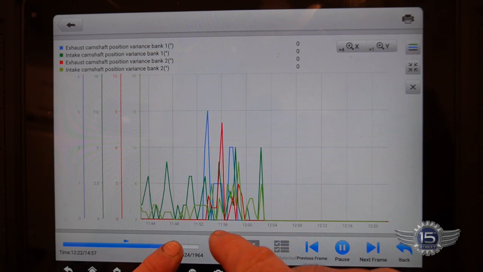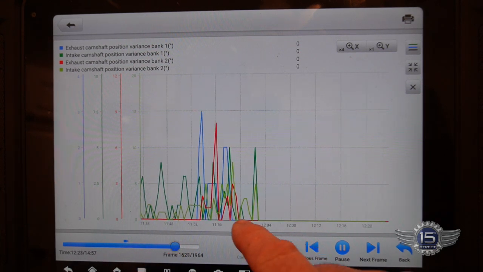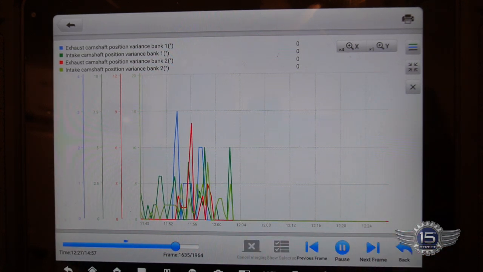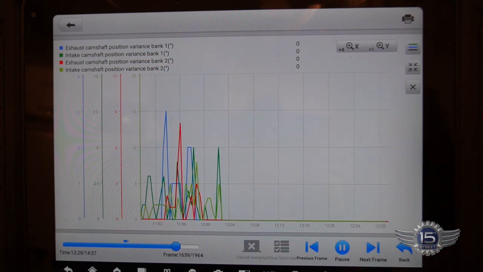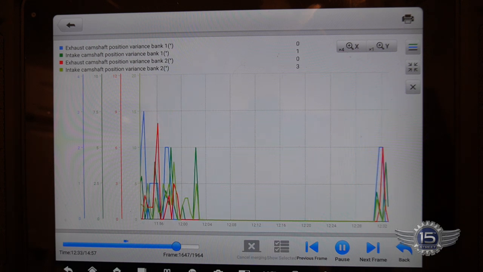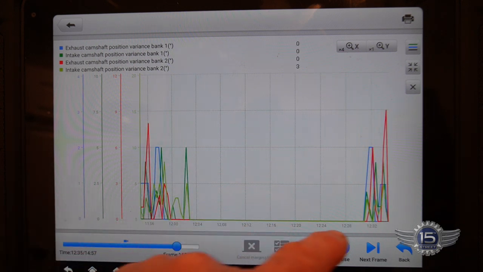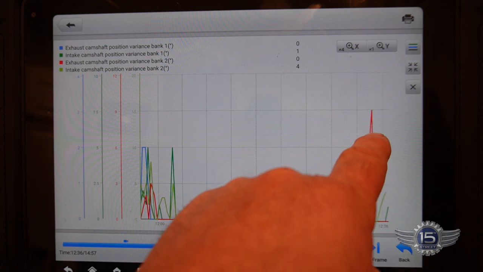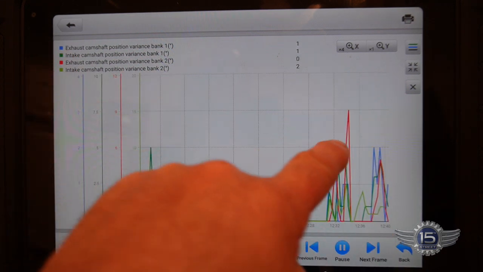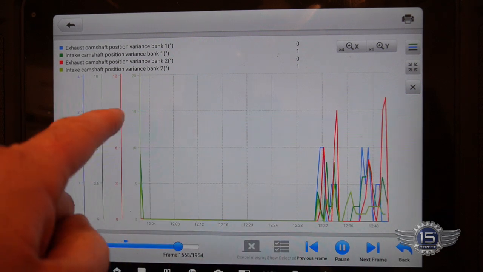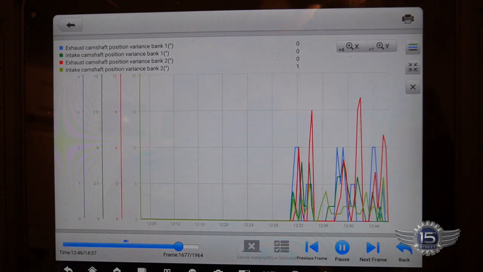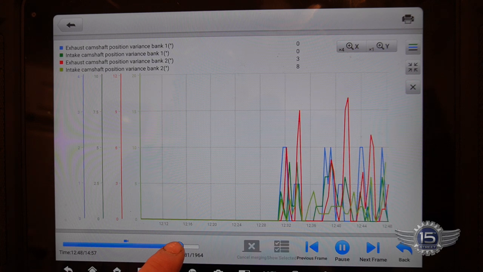So right here, this flat area, I was stopped, and everything kind of settles down, and there's no pressure on it, so everything went down to 0 variation. As soon as I accelerated again, then we start getting our variation. So that red one is our exhaust. That's a P0018 code. It went up to 9. Here's this one here, it went up to probably 10. That explains our P0018 code.